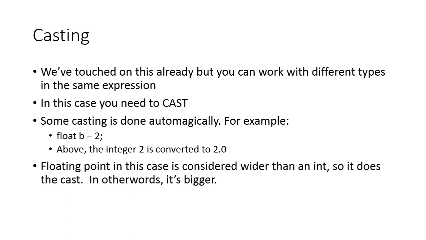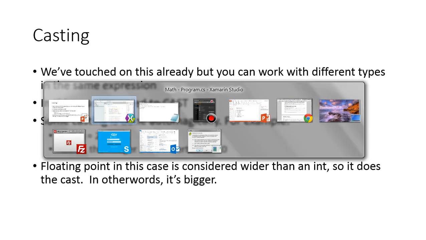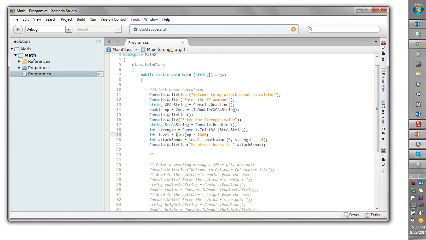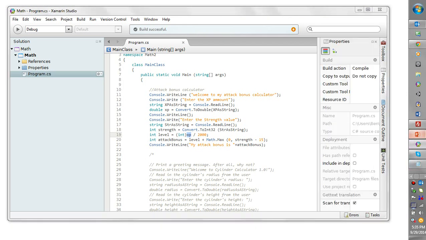But if you're going down in precision, then you have to explicitly do it. So in our case, for example, we're going down from xp, which is a float, down to an int. So we had to explicitly cast this, and we could not do it implicitly.